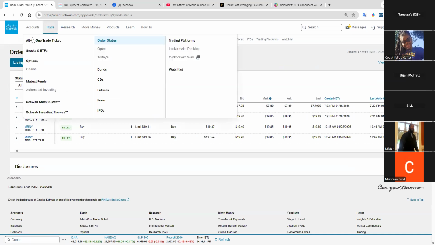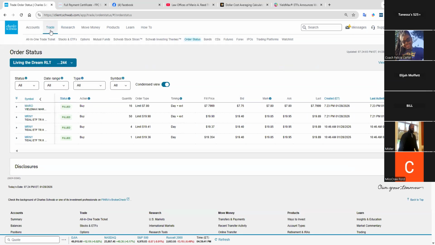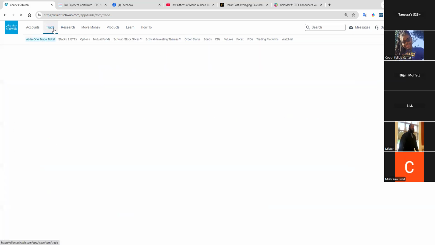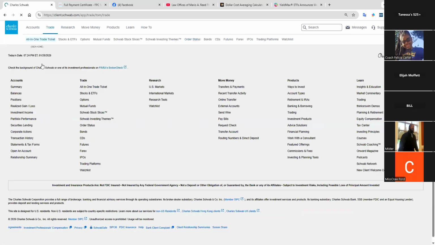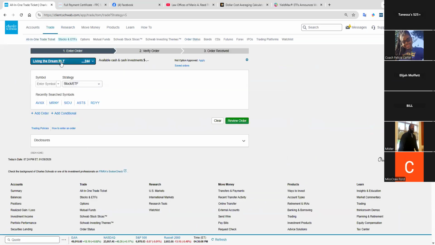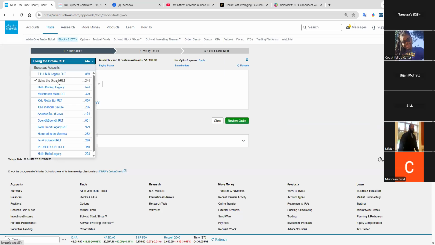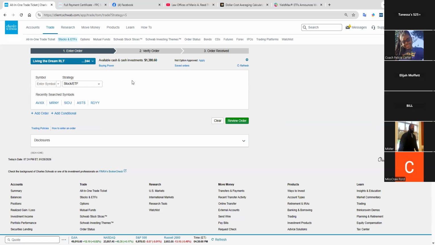Now we're going to purchase something that's not a part of my portfolio yet. So I'm going to go to where it says stocks and ETFs right up top. And then I always want to check to make sure that I'm on the trust fund that I'm interested in using, because I have multiples. In this case, I've got to make sure that it's on Living the Dream. It's telling me I've got $1,380.60 of buying power. Perfect.